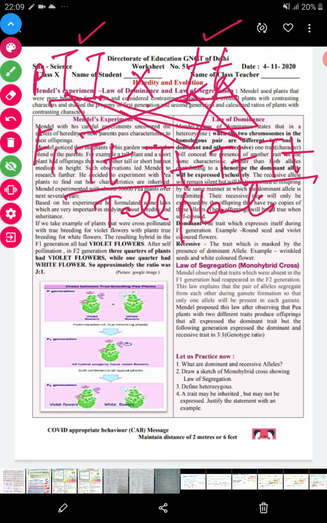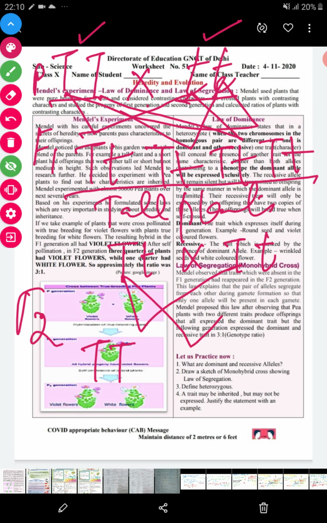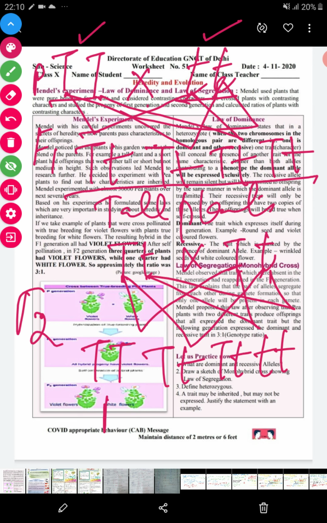And when he took this F1 generation and made it self-pollinate, then the F2 generation has TT, which is true breeding, Tt hybrid, Tt again hybrid, and tt again true breeding. So it is in the ratio where three are tall and one is dwarf. This is the phenotype ratio.